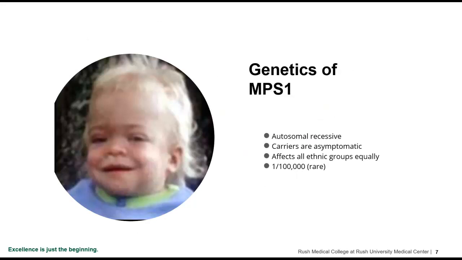Genetics of MPS I: it's inherited in an autosomal recessive fashion, so there are 2 copies of this gene. Both make 100% enzyme, so as long as you've got one, you're good. But if you have one that makes none and one that makes a little bit, that's a mild form. If you have 2 that make nothing, then that's Hurler's. Carriers are asymptomatic. It affects all ethnic groups, and it occurs in about 1 in 100,000 individuals.